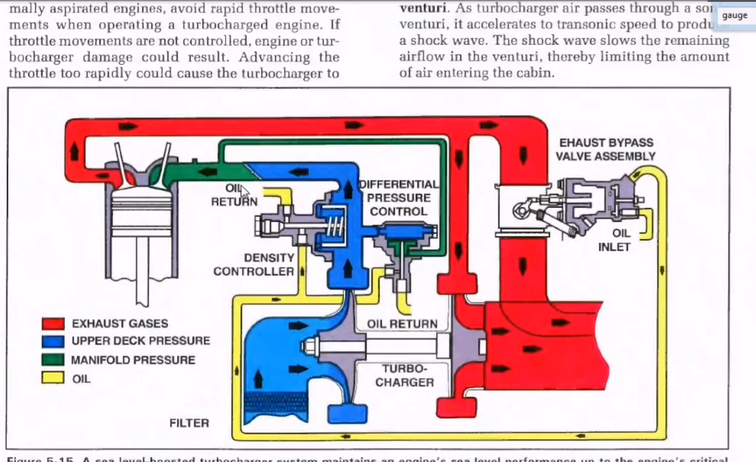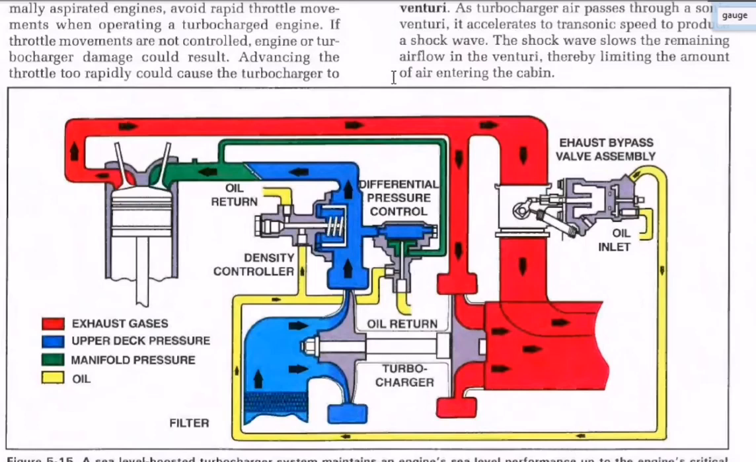Differential pressure control ni yang akan tentukan what is the ratio between the upper deck and the manifold pressure. So manifold pressure ni very sensitive lah. Kalau upper deck ni terlalu tinggi, pressure dia with respect to manifold pressure, dia akan tekan ke bawah. Bila dia tekan ke bawah, oil akan flow. Bila oil flow, maksudnya pressure dalam actuator ni dah turun. Pressure dah tak ada, jadi wastegate akan terbuka. So dia akan slow down the turbine, slow down the compressor, and upper deck akan menjadi rendah.